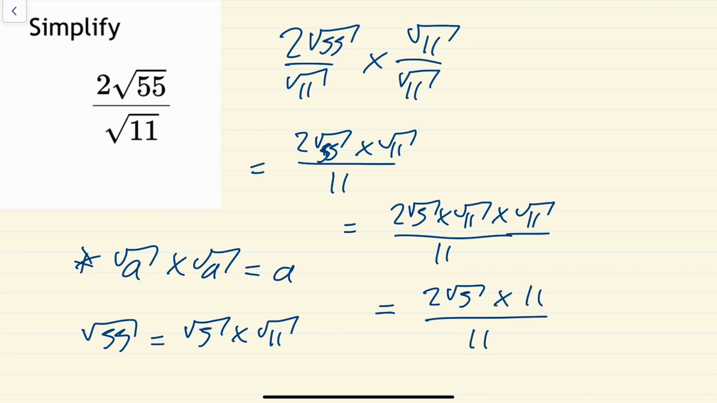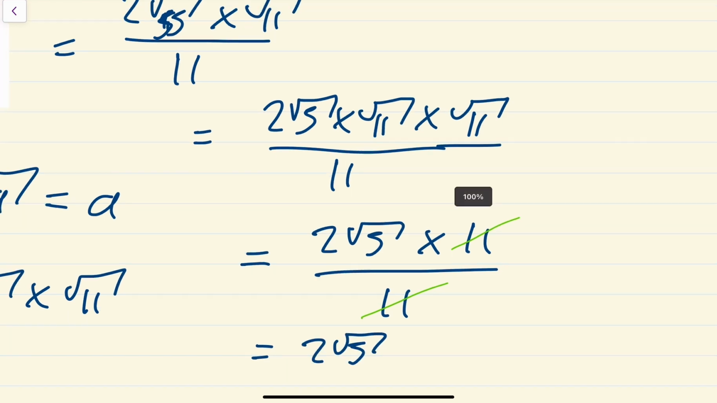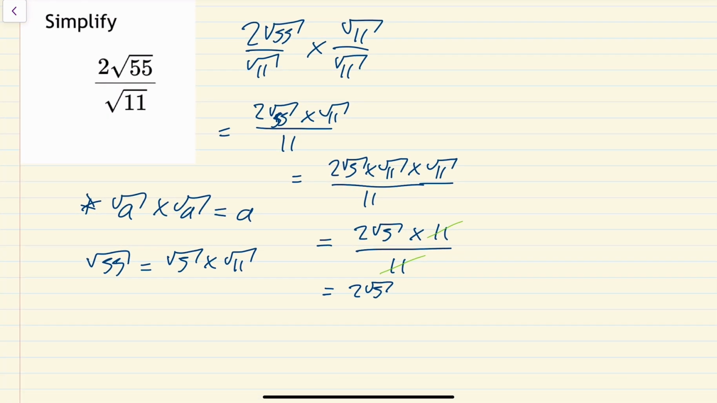That's all divided by 11. So what can happen? You can see here, the 11 on top cancels with the 11 on the bottom, leaving you just an answer of 2 root 5. Okay, that's one way of doing it.